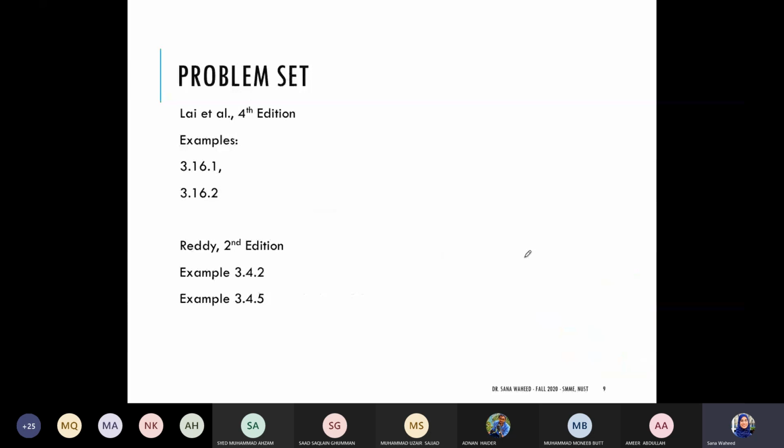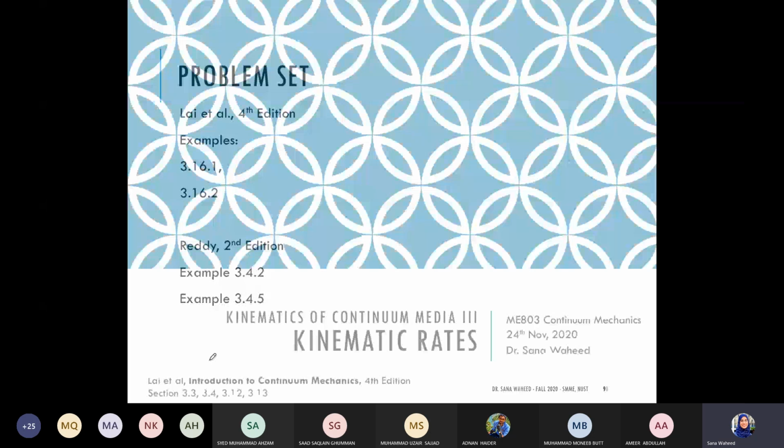And for that I have a couple of examples that I would recommend you do. These 2 examples and these 2 examples, not an assignment, you don't need to hand them in. This is just for you to know that these 4 examples are relevant to our course, the material that we've covered in the course. So after that we're going to start looking at kinematic rates.